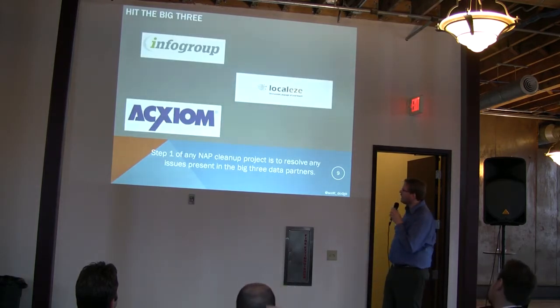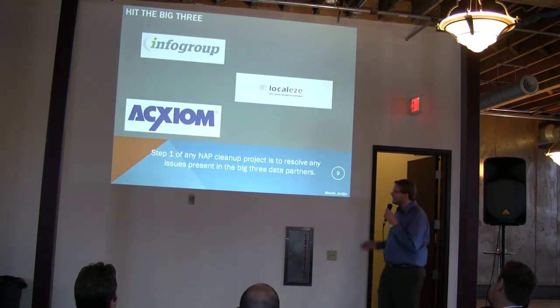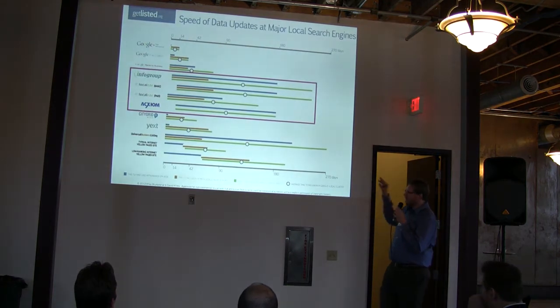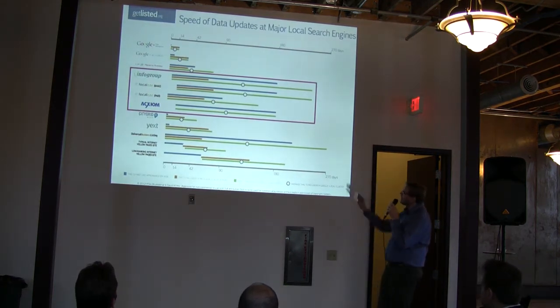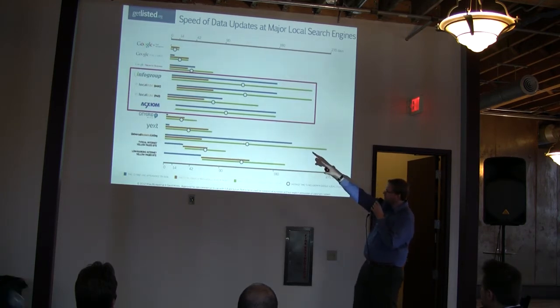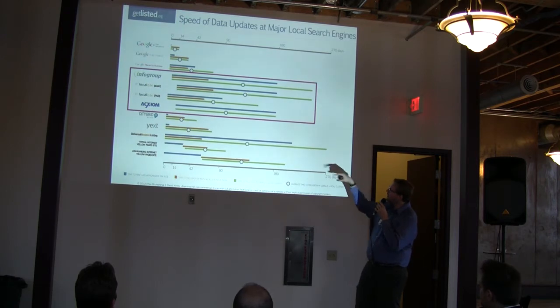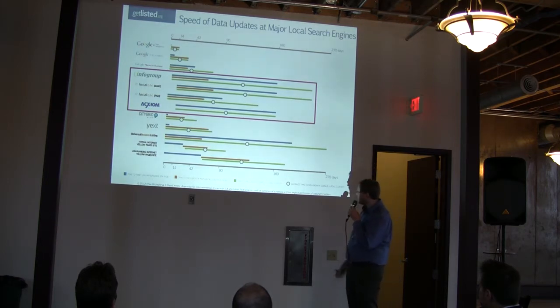So step one, I would always say, just really start with Infogroup, Localeze, and Axiom. And I say that because this is a really good study done by Mike Blumenthal and David Mihm, talking about the time to live. So as you can see, if on day 0 you list on Infogroup, Localeze the basic, and Axiom, it could take as long as 250 days for that information to get back into the Google local cluster.